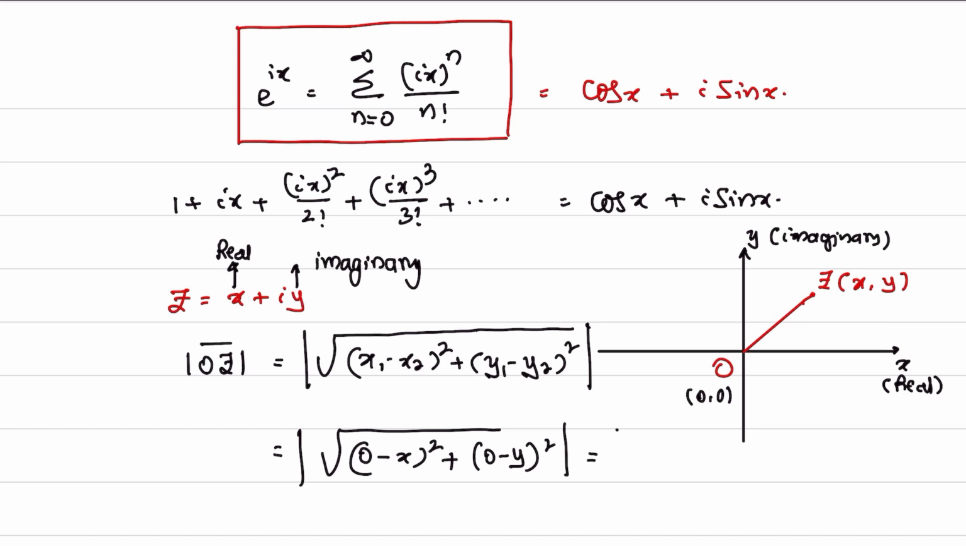That is equal to the absolute value. Why have I put this absolute value? Because distance cannot be negative. Hence, even if a negative value comes, we have to convert it into positive only. Distance can never be negative. Please try to understand. It is the square root of x square plus y square. That is the OZ.